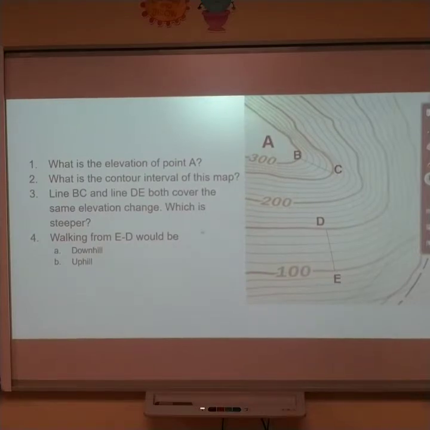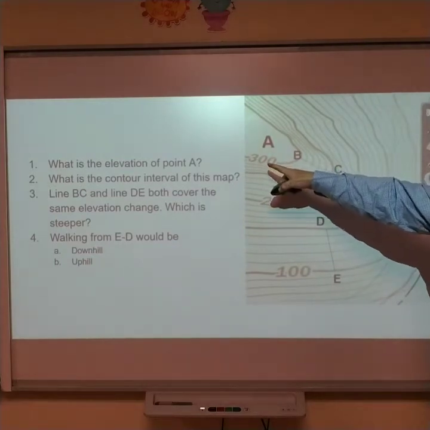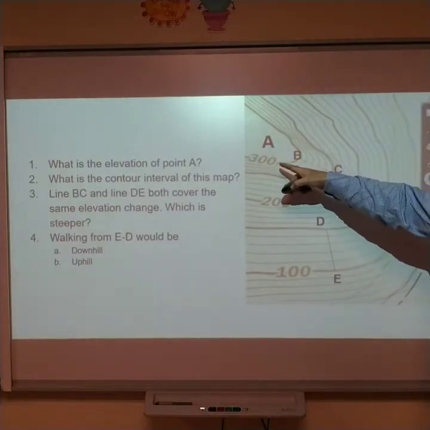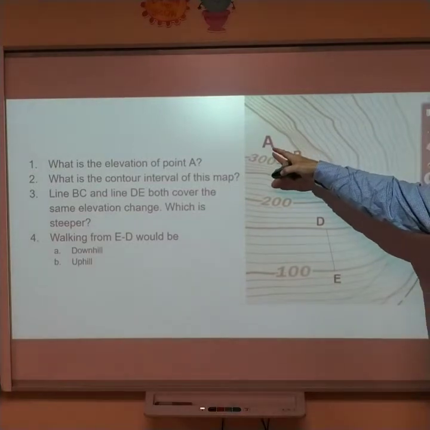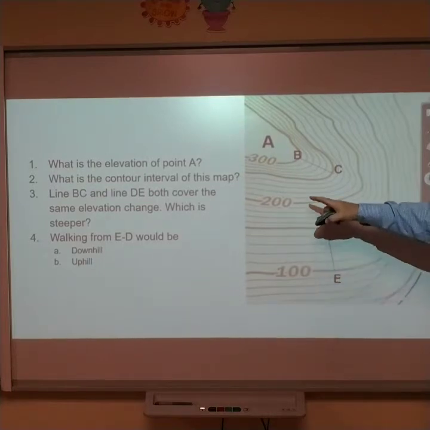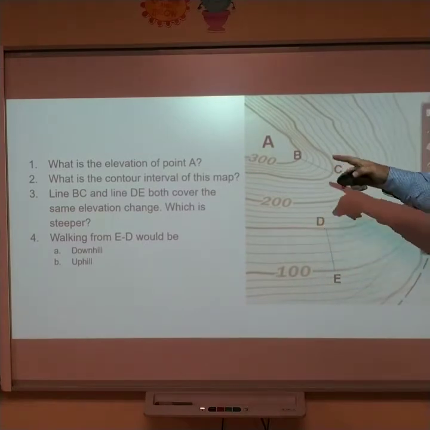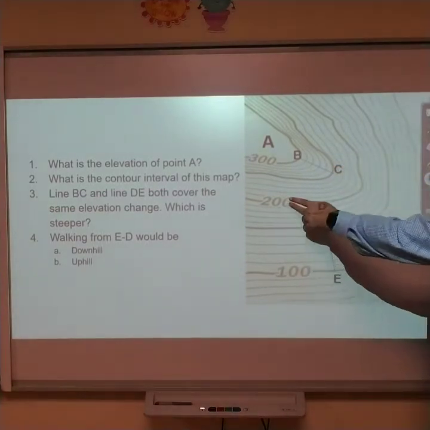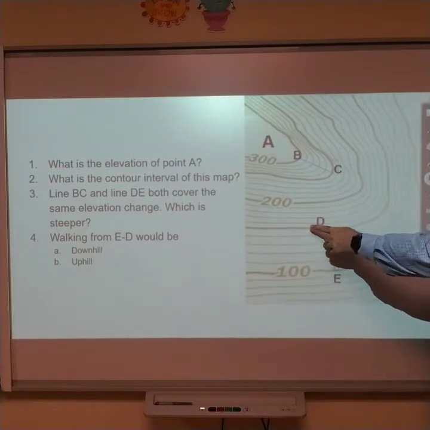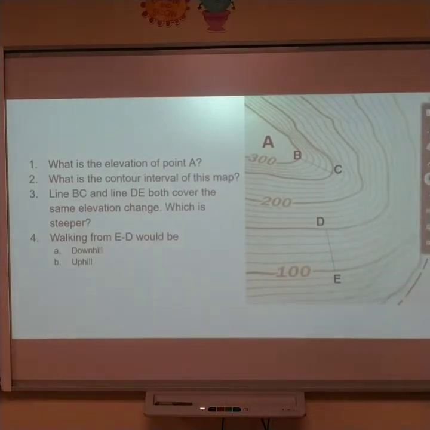All right, so with this one, the elevation of point A is not exactly 300, because if it was, it would be on the line. So it must be more than 300, but it must be less than 310, because the contour interval of this map is 10 feet. What is the contour interval? From 100 to 200 is 10 lines. Remember, every fifth line is bolded. So that's 5 more, so that's 10 lines. 100 feet divided by 10 lines means it's 10 feet per line.